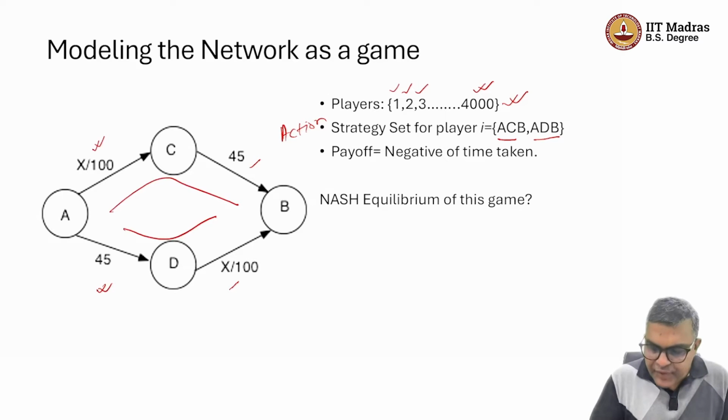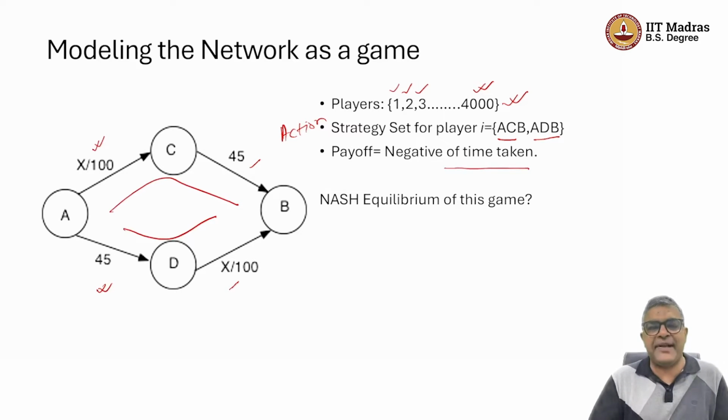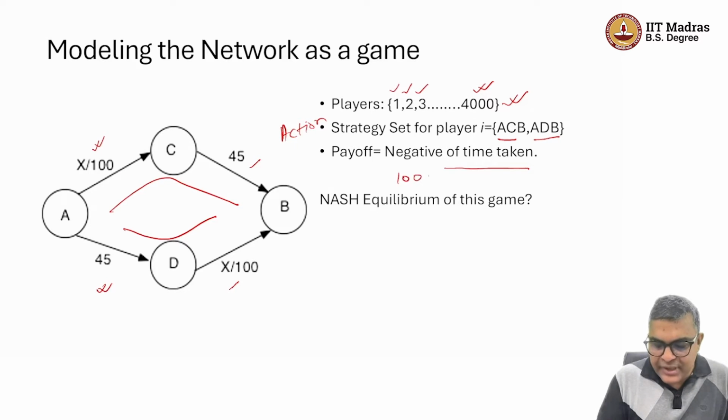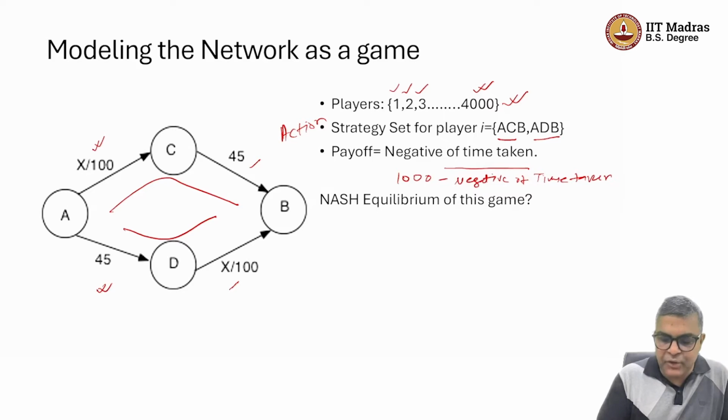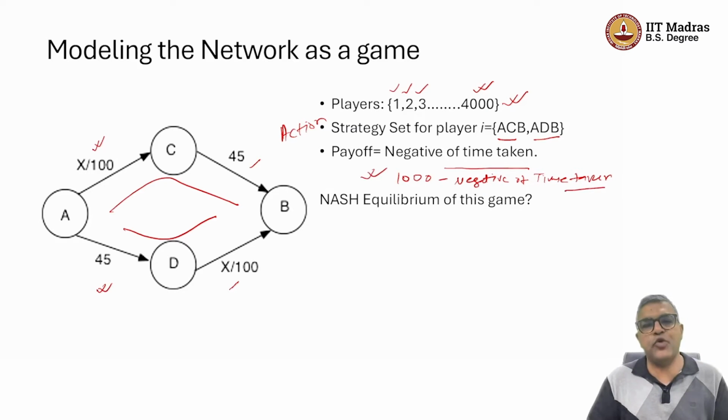What is the payoff? Payoff is the negative of time taken. Why do I say negative, not positive? The negative because we want the time to be as little as possible. It's also possible we can say 1000 minus time taken. Nothing would change, but now it will be a positive number. If time taken is more, payoff would be less.